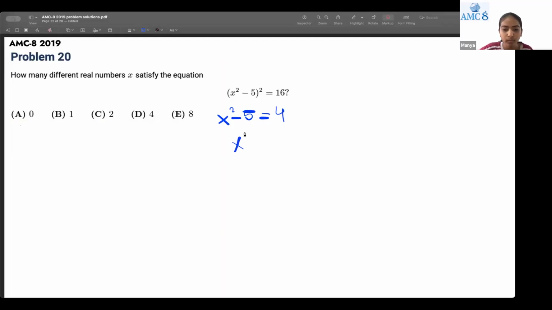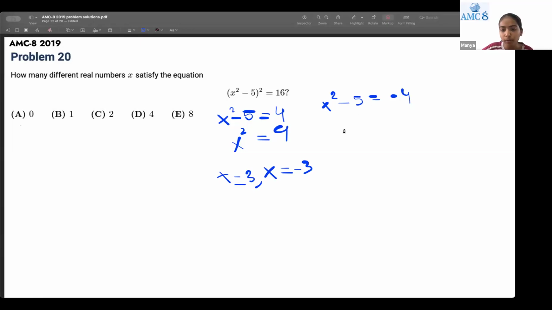So x squared is equal to 4 plus 5, which is equal to 9. And so x can be equal to 3, and x can be equal to negative 3. So there's two possible solutions for this one. But now we can also do x squared minus 5 can be equal to negative 4 as well, since negative 4 times negative 4 is equal to 16. Negative times negative is equal to positive, so then this can work as well.